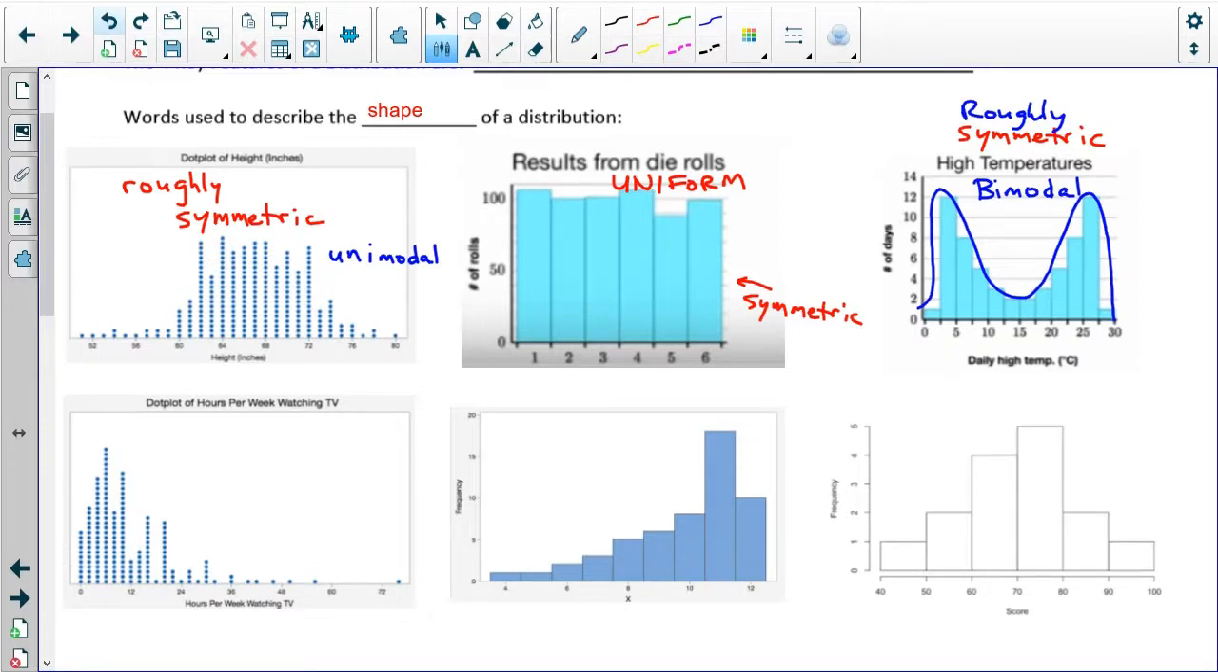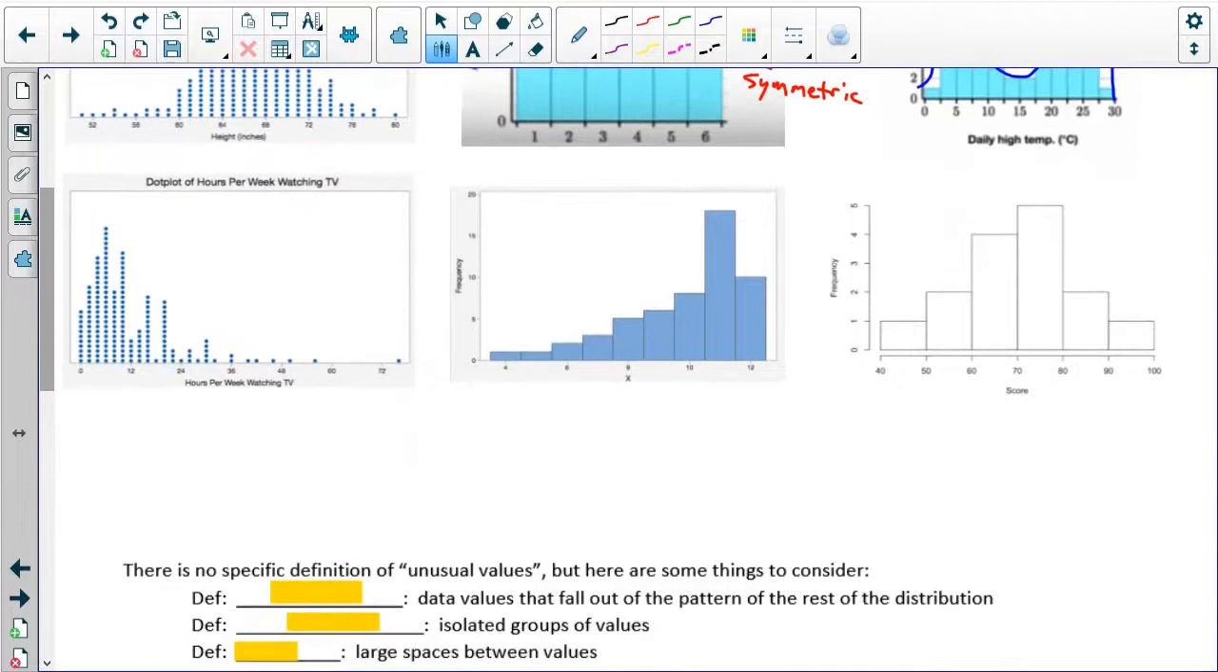So something that's symmetric has symmetry, obviously. Bimodal means we have 2 modes or 2 high points, and then unimodal means we only have 1 high point. Once again, the one on the bottom right is not great in terms of its symmetry, but we would call it roughly symmetric. That's because if we found the mean of this, and we'll talk about the mean later, it would be relatively close to the high point of our graph. So the mean is somewhere around here.